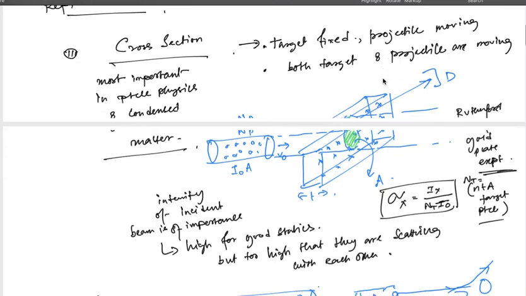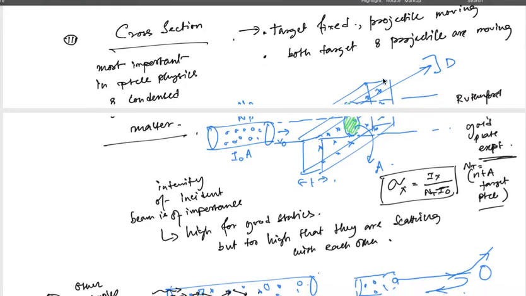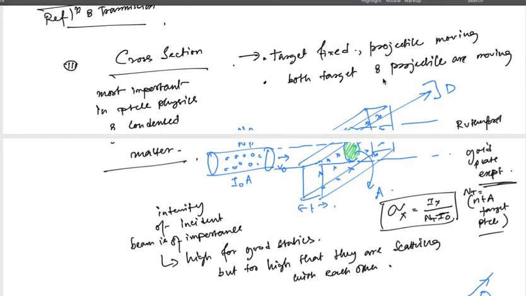Now another class of experiment is where both the target and projectile are moving at a comparable speed, which is what happens in particle colliders like the LHC. There you are accelerating two particles towards each other and they hit each other, and that is also a type of scattering experiment. But you can map these two problems, they are not very different theoretically, because you can go to the rest frame of one of these two particles and consider the other particle coming towards it at a double speed.